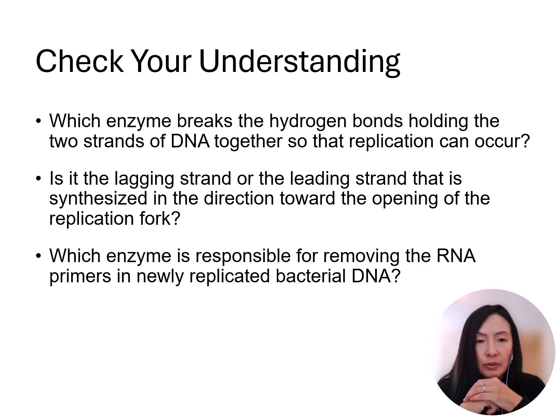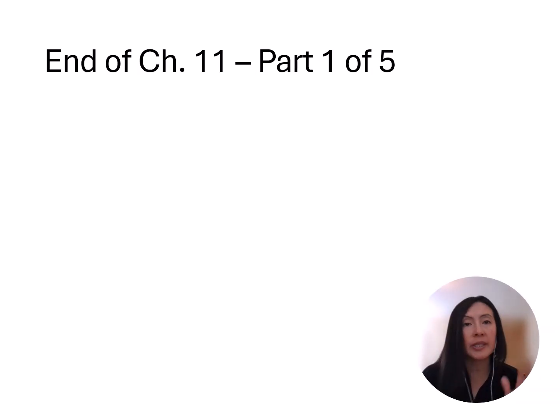And the next one, which enzyme is responsible for removing the RNA primers? We said it was DNA polymerase number 1. So DNA polymerase 1 removes the RNA primers and replaces them with DNA nucleotides in bacteria. And we'll finish 11.2 in the next video, looking at replication in eukaryotes.